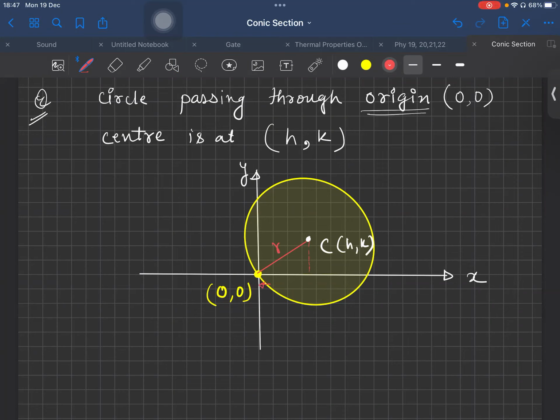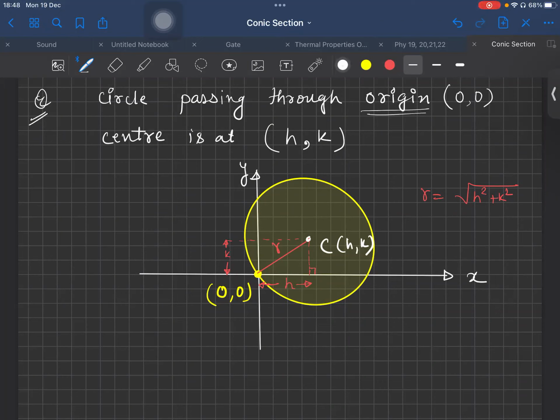Or you can use the Pythagoras theorem as well. This distance is how much? This is h, right? And this is your k. And this is your 90 degree. So r will be equal to what? What is r? Square root of h square plus k square. Isn't it? Yes, sir. So r is equal to the square root of h square plus k square. That will be equal to your radius.